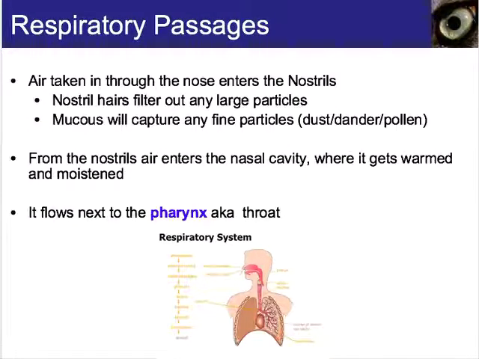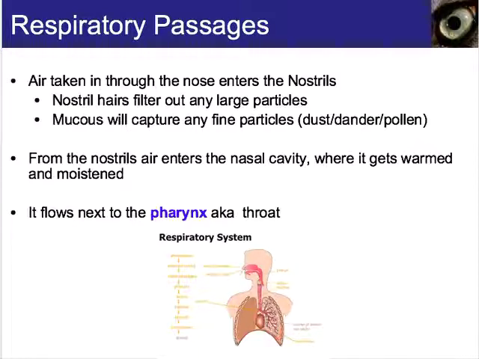So let's start from the top. Air is taken in through the nose and enters the nostrils. Duh, Dr. Hollander, we already knew that. You have nostril hairs that filter out any large particles, and you have mucus that will capture any fine particles like dust, dander, or pollen. Now you're probably wondering, that's nice, but if you've ever been to a campfire or you've been barbecuing or grilling out, you might notice that your boogies in your nose turn black, and that's because your nostril hairs have filtered out any large particles of smoke, and then the mucus, or what ends up becoming your boogers, will capture any fine particles or dust.